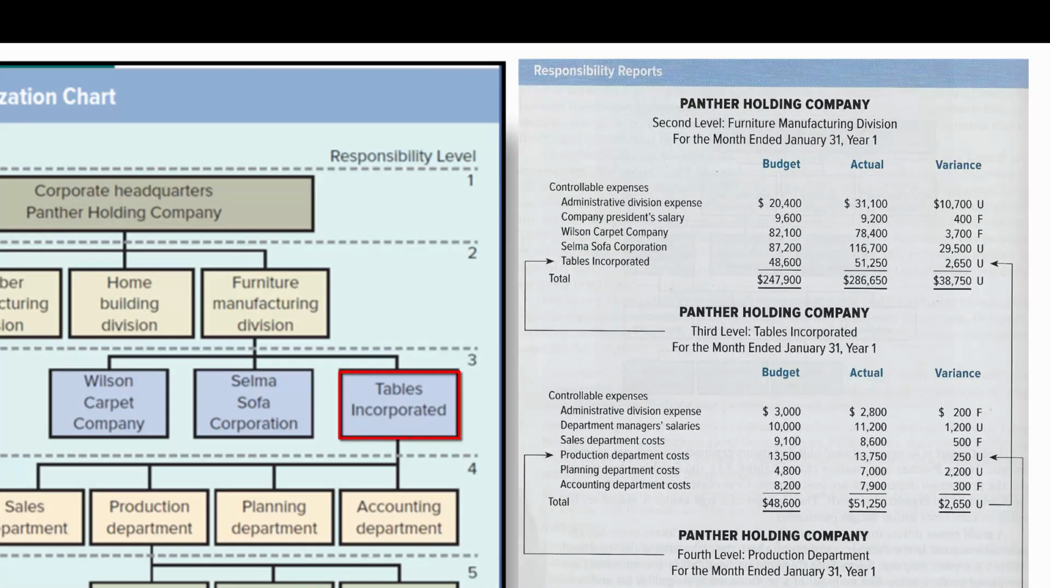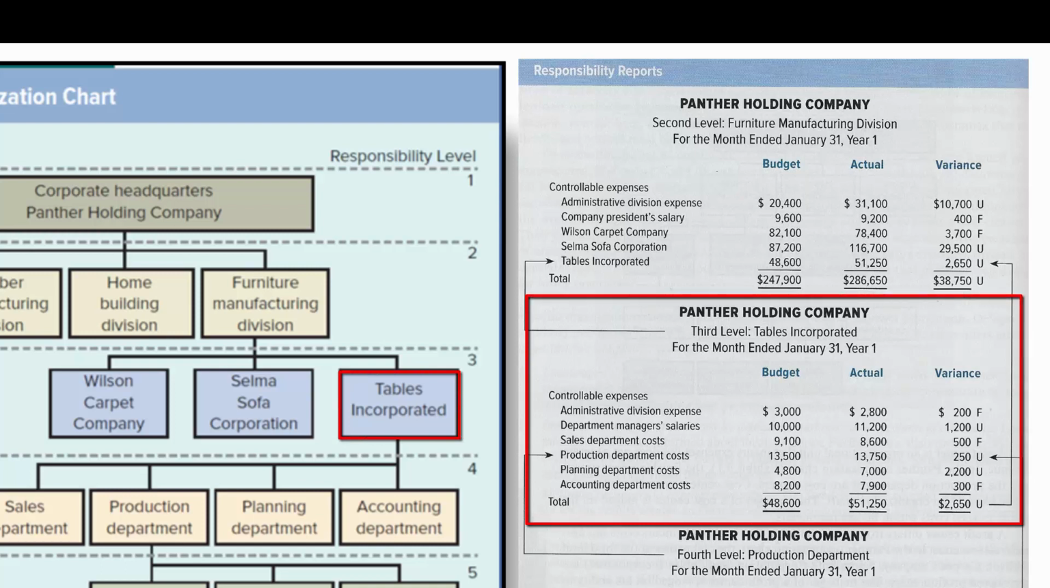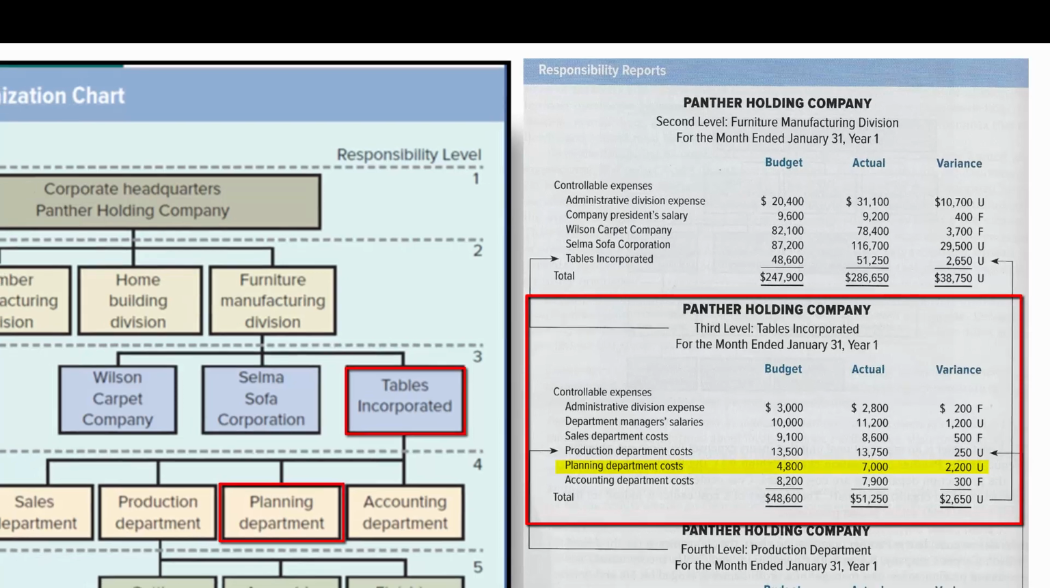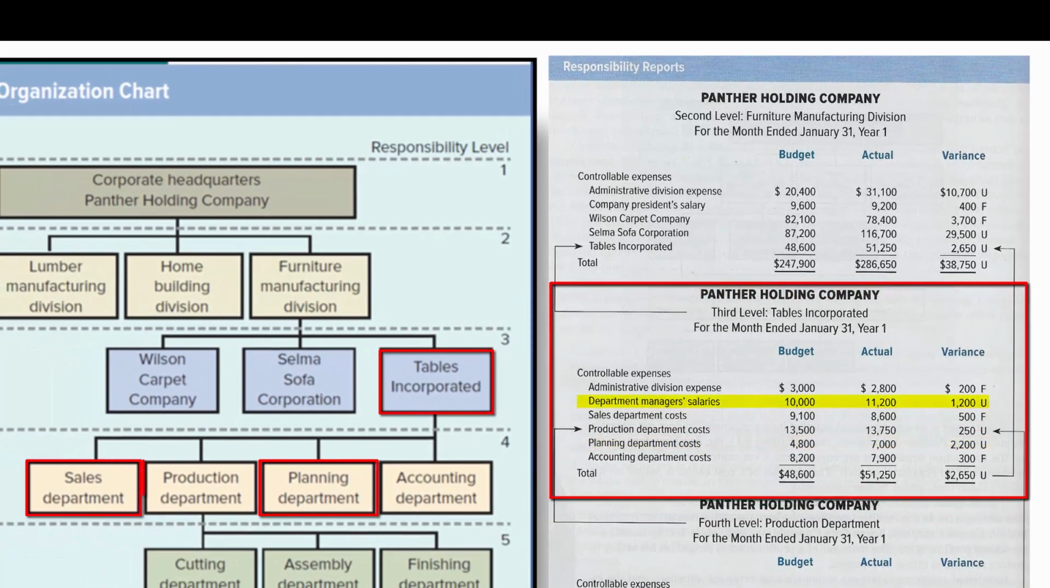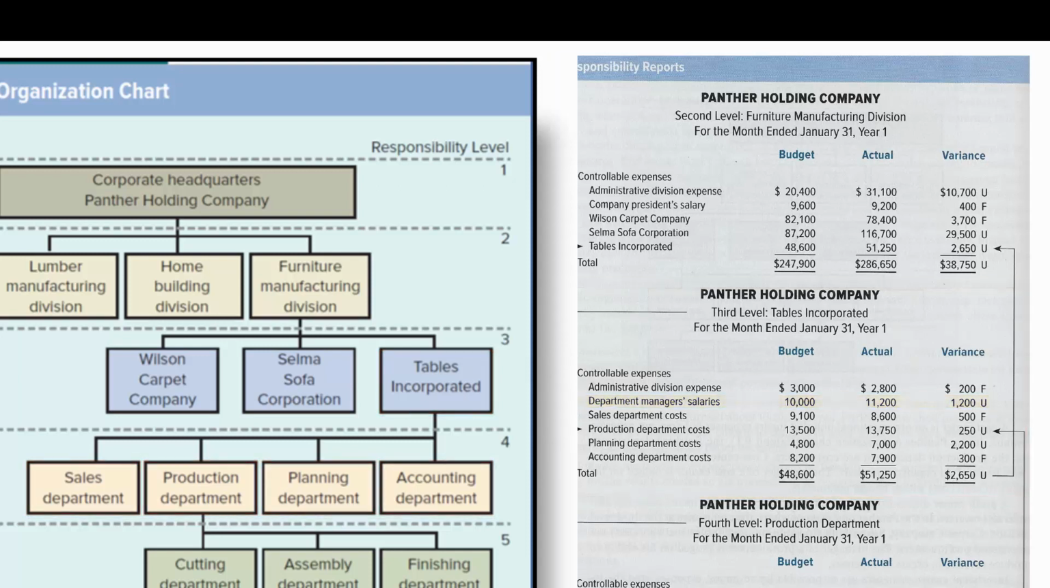Then let's go down a level. Let's say that you're in charge of Tables Incorporated and you get the monthly report. It looks like the biggest bad news you have to look at is the planning department costs. They have a $2,200 unfavorable variance. Also, you probably want to look at the department manager's salaries. In other words, the people in the sales department, the production department, the planning department, and the accounting department, because they have a $1,200 unfavorable variance.